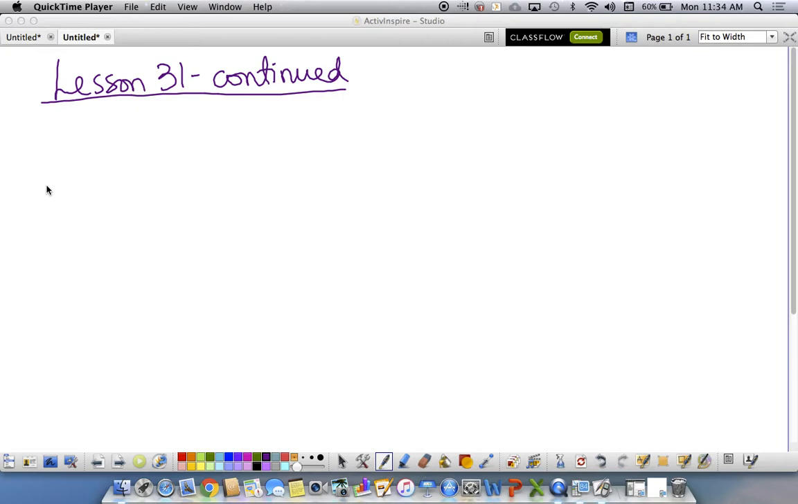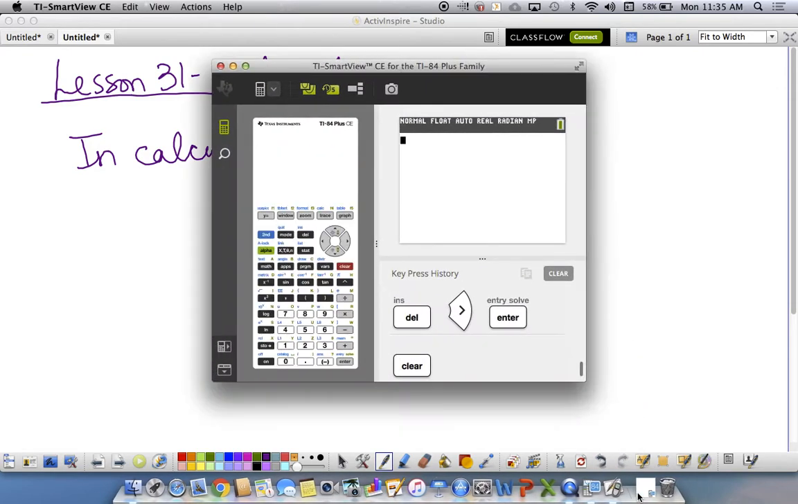I did want to show you something in your calculator that's really neat. If you've got your graphing calculator, it comes in very handy. You might have seen on page 171 that there's a quick shortcut to finding them in a calculator. So I'm going to pull up my calculator really quick.